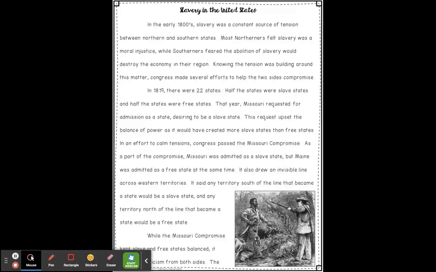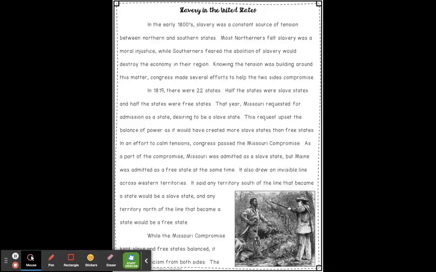Most Northerners felt slavery was a moral injustice, so they thought it was morally wrong to own another human being. While Southerners feared the abolition, which means to get rid of, slavery would destroy the economy in their region. They needed the slaves to do their work. Knowing the tension was building around this matter, Congress made several efforts to help the two sides compromise.